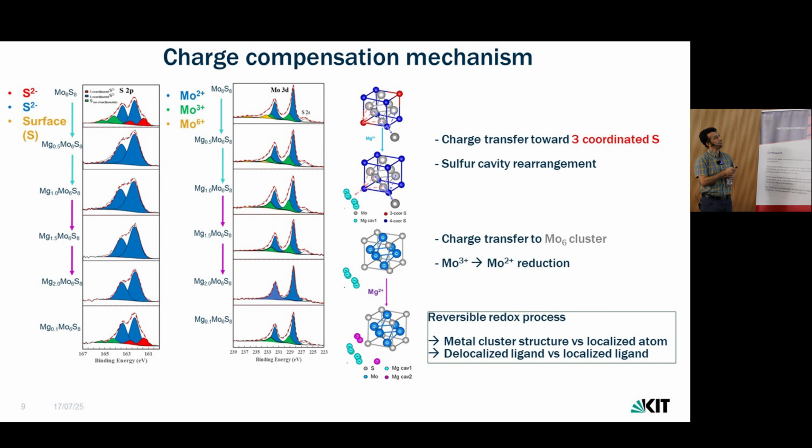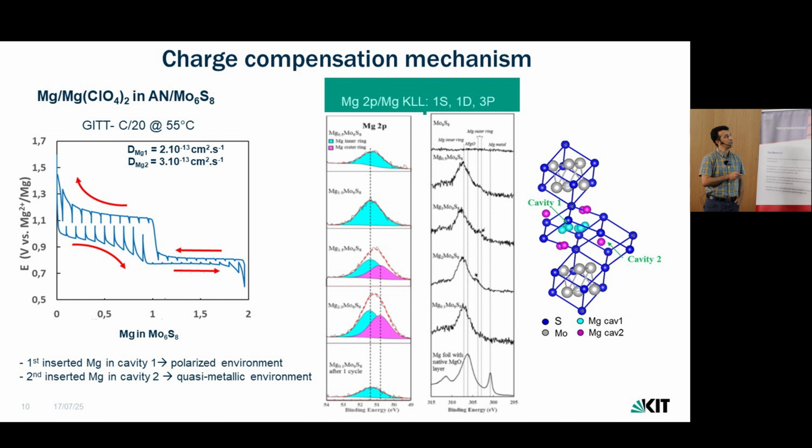When we start insertion, we can see that the 3 coordinated sulfur disappears, and so we have only 1 population, which is 4 coordinated sulfur, until 1 magnesium. And during this process, the molybdenum stays stable. There is no change. After 1 volt, we can see that the molybdenum starts to work, and then it's reduced from molybdenum 3 plus to 2 plus. And in this case, we have 2 sites of magnesium. The first magnesium was inserted in the first cavity, and the second magnesium in the second cavity.